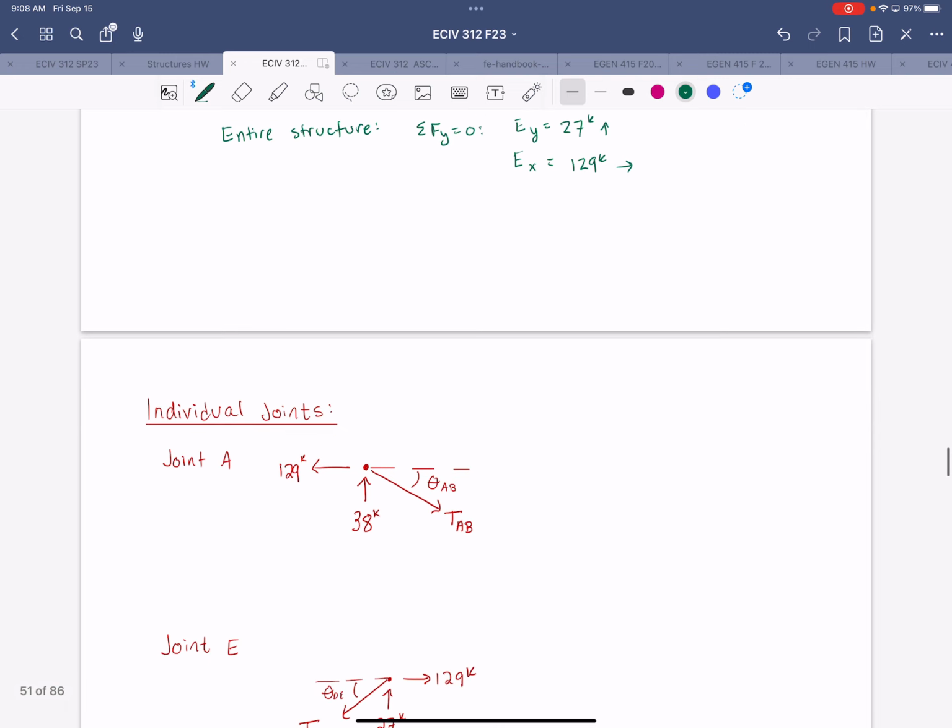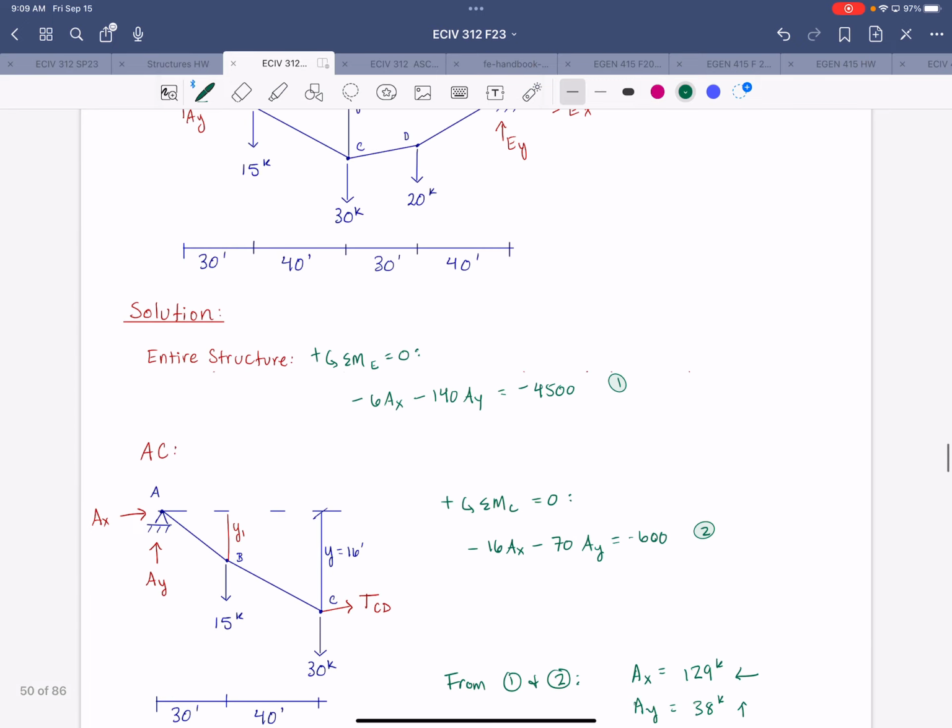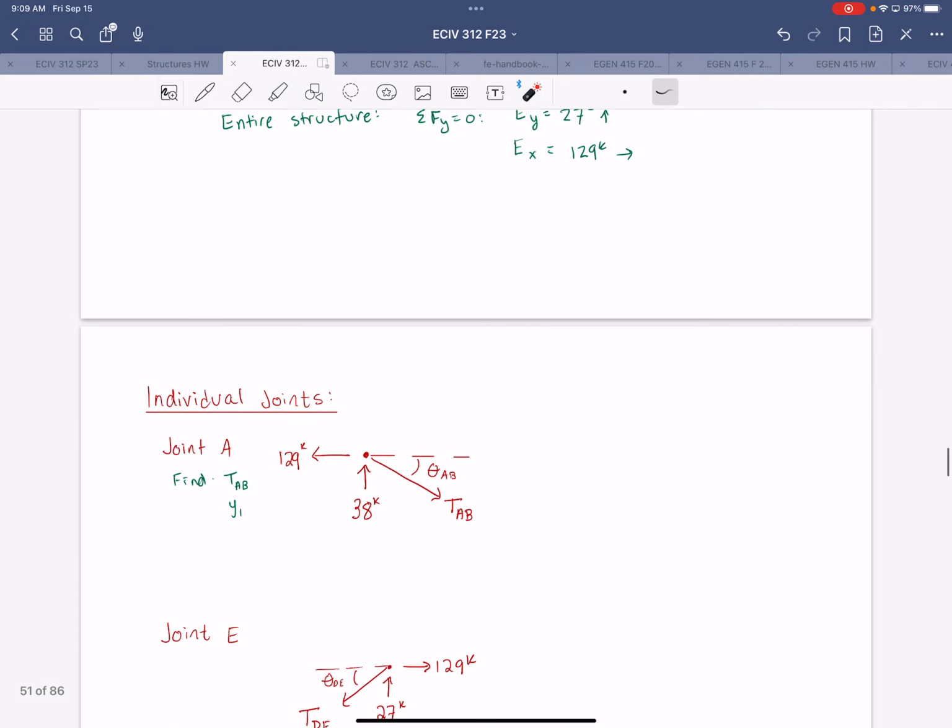So at joint A, what we want to find is the tension in AB, and we also want to find the vertical distance. I think I labeled it as Y1. Yeah, it's labeled as Y1 previously. We'll just be consistent. So if we extrapolate point B to over here, this will be the distance Y1. And the horizontal distance from A to B was given as 30 feet.